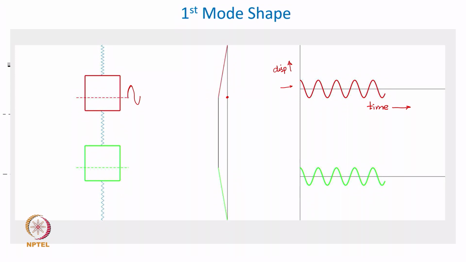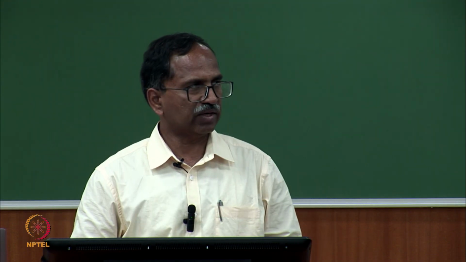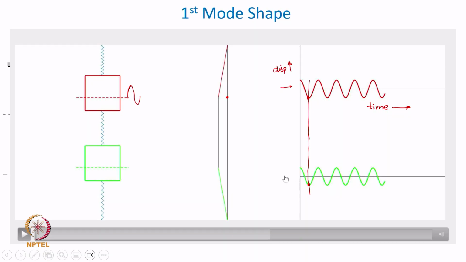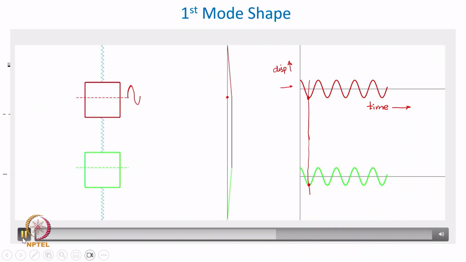And look at this. At this instant of time, if I draw this line, they are reaching their peak values at the same instant of time, and they have to, otherwise they will not execute a harmonic motion. So, this is how a mode shape is going to look like.